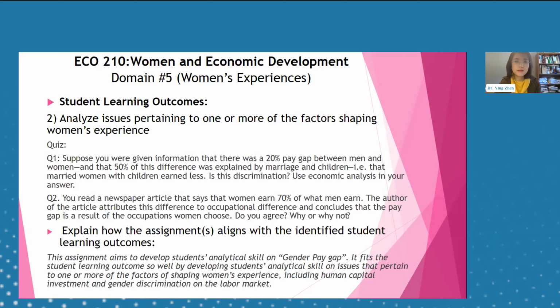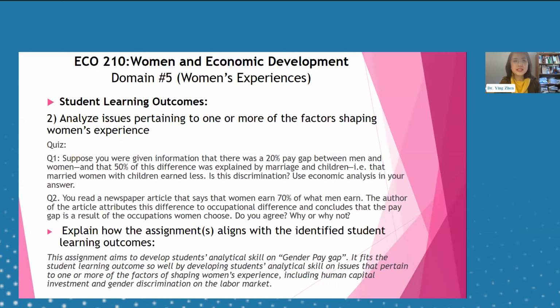And the second question is about women earning 70% of what men earn, and the author of the article attributes this difference to occupational difference and concludes that the pay gap is a result of the occupations women choose. So at least question 2 complements question 1. So we can see that the pay gap could be due to occupational difference, and this is actually one of the key factors that would determine your income level.